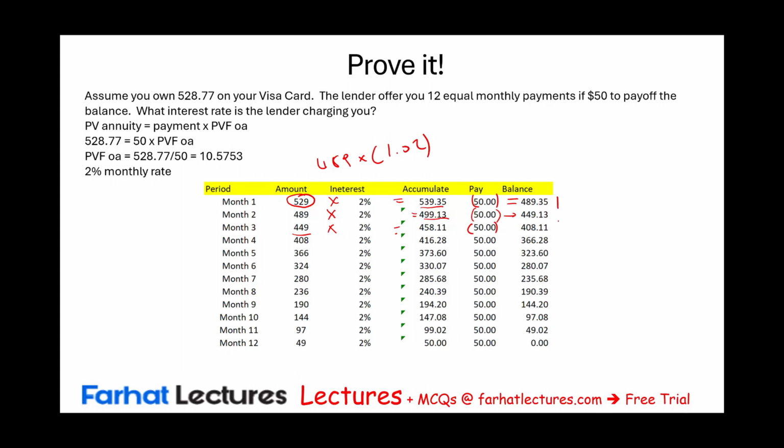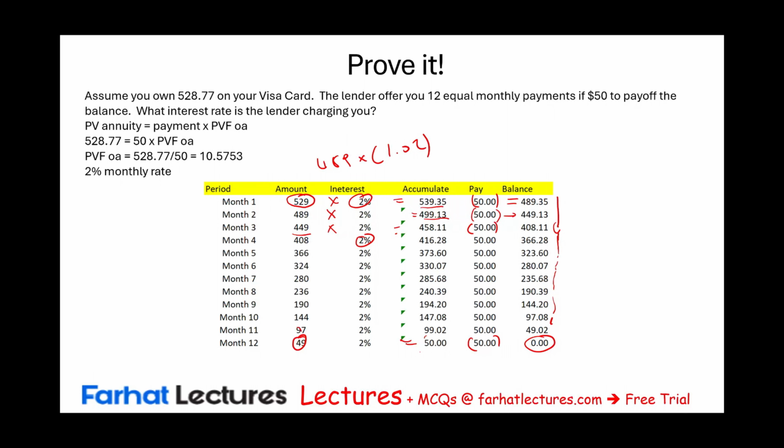Then notice what's happening. The balance is dropping. Again, it goes up a little because they charge you 2% every month, then you pay more, and the balance keeps dropping. If you keep up this computation for 12 payments, the last month your balance will be $50. You pay the $50 and your balance is zero. I just proved to you that if you are charged 2% interest on this balance and they accept a $50 payment, if you pay it off within 12 months, indeed, they're charging you 2%.